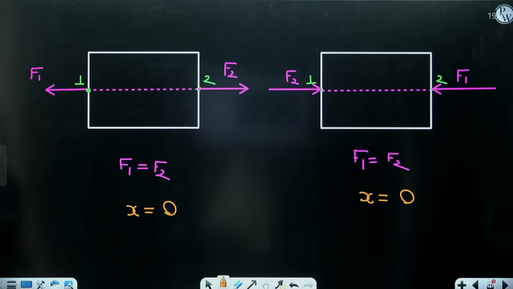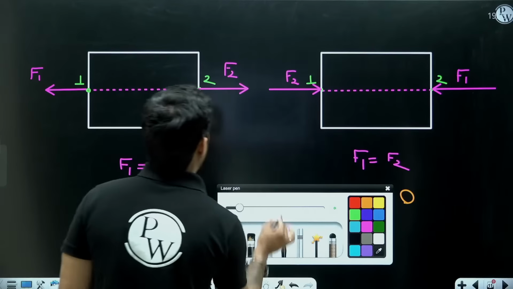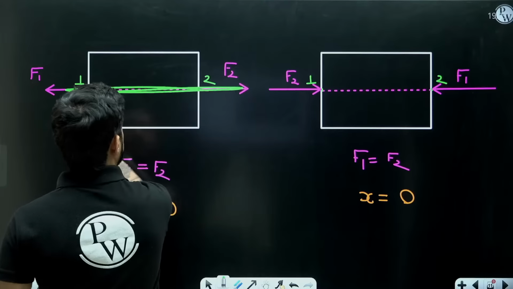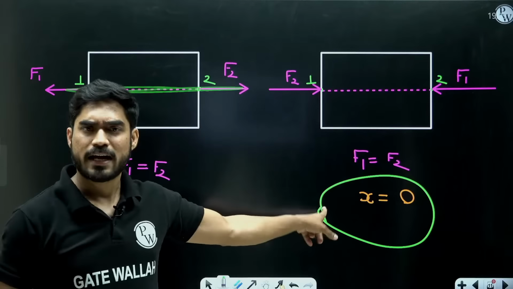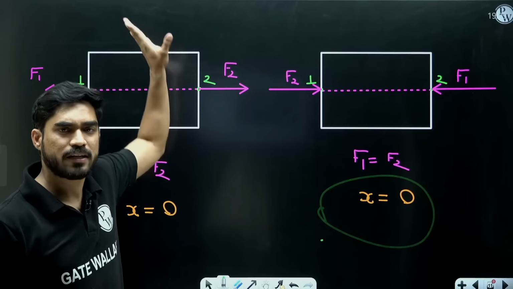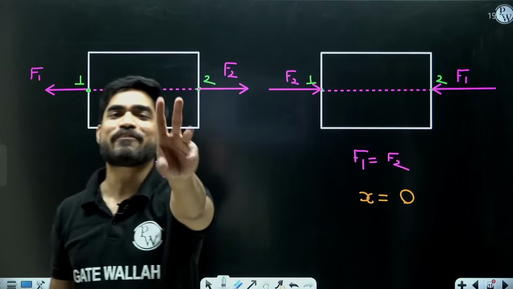So what can we understand from this? Even if I move these forces along this line anywhere, the external effect remains the same. Earlier it had 0 displacement, now also it has 0 displacement, but the internal effect is going to change.